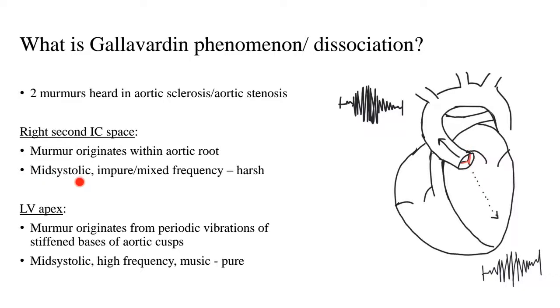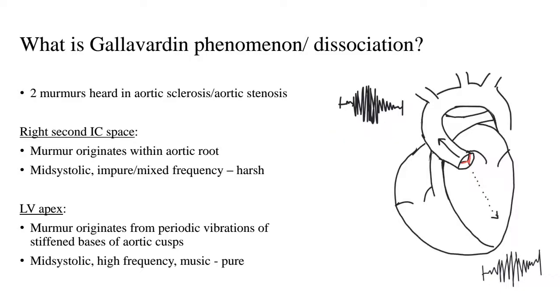That gives rise to a mid-systolic murmur heard in the right second intercostal space, but it is harsh. It is of mixed frequency, which is to say it is an impure frequency murmur. So here it is an impure, harsh murmur seen in the right second intercostal space.